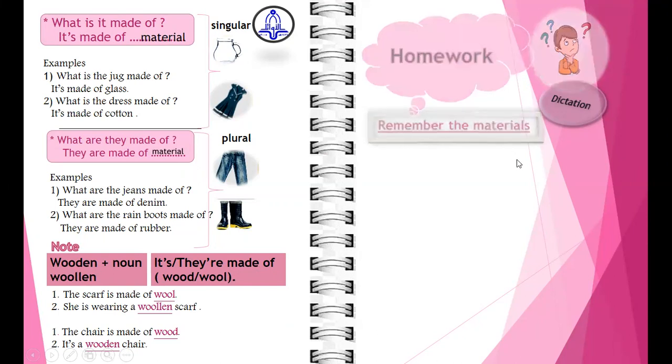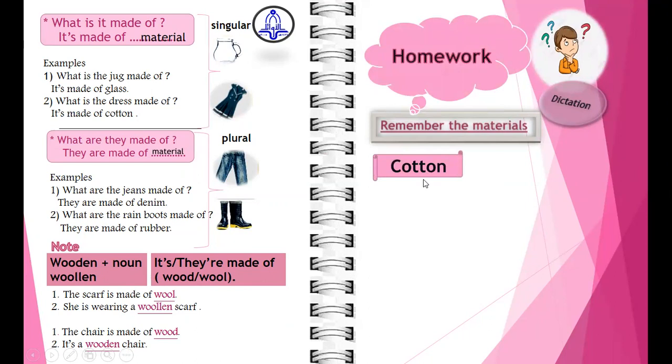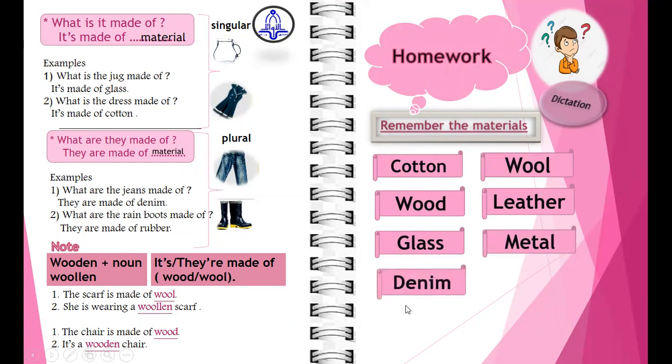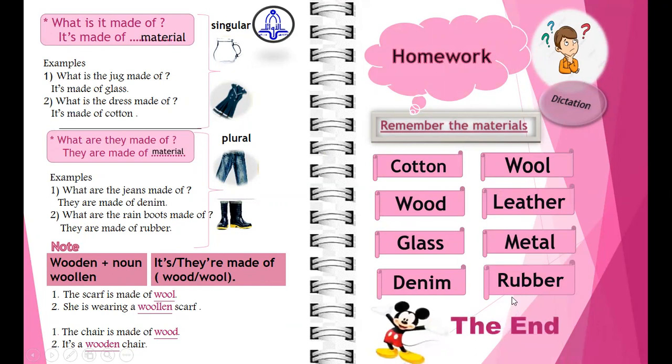They are cotton, wool, wood, leather, glass, and metal. We also have denim, which is cotton fabric, and rubber. These are the materials. You should study the spelling of these words. It is very important for the unit. And also write these words down in your notebook.